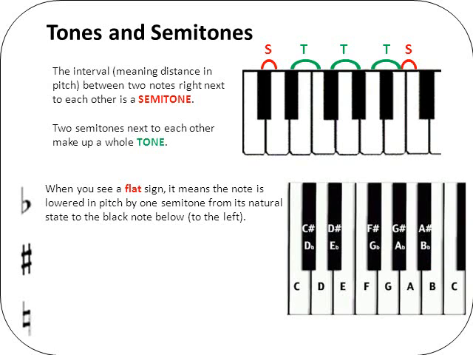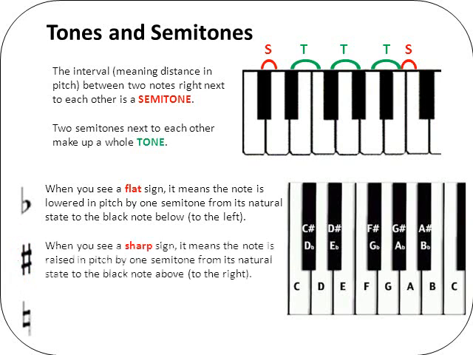The sign that looks like a hash is called a sharp sign. When it is written down before a note, it means you have to play the black note just above the white note it refers to. The black note is then called F sharp, for example.